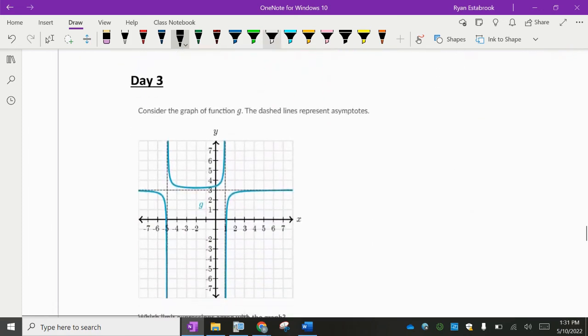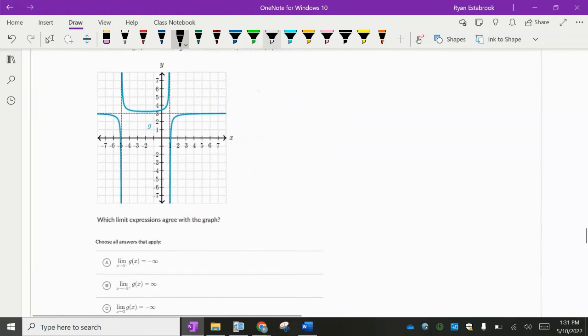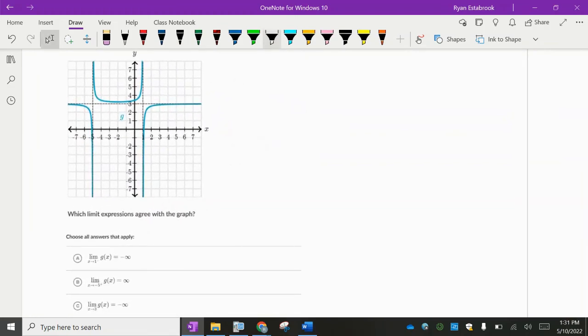All right, I want to start on this 1 day 3 example, and then I'll give you time to work on the con problems. So here's our graph. This is the function g. The first question says, the limit as x approaches 1 from the left is equal to negative infinity. So on my graph, the limit as x approaches 1 from the left, is that equal to negative infinity?